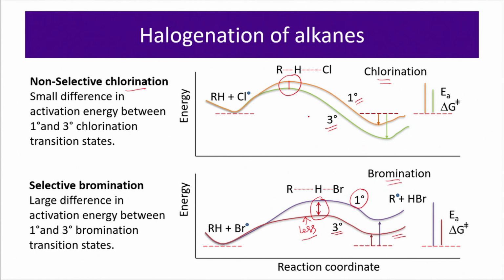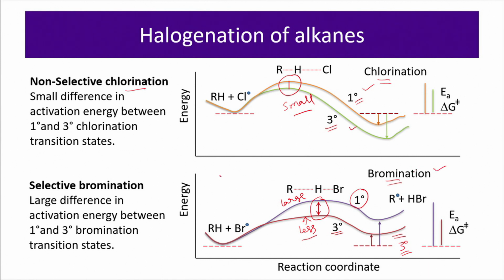So, we can say in the case of chlorination, the energy gap is small. So, both products are formed. In the case of bromination, the energy gap is large. So, the lower one is the one which is formed in large quantities. In other words, the selectivity for the tertiary product formation is very high in the case of bromination reaction.